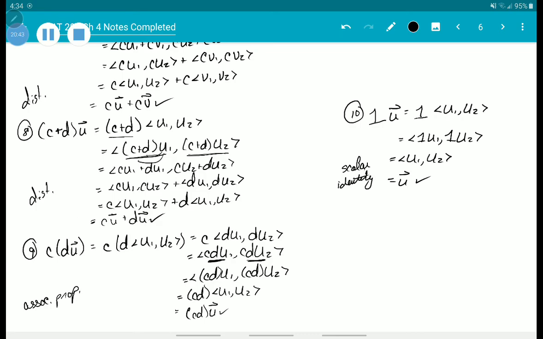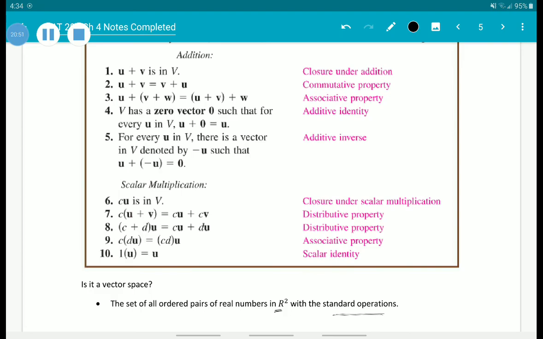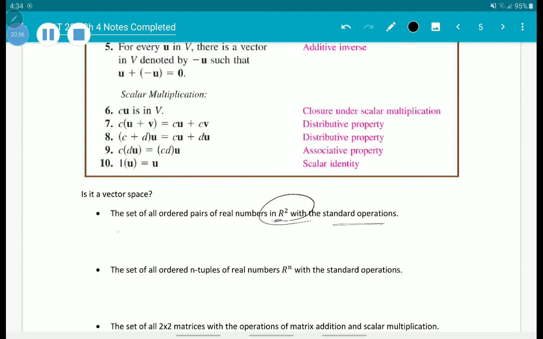So now we've gone through all 10 axioms and we have proven that every axiom holds for R2. So we're going to say, yes, this is definitely a vector space because all 10 axioms hold. You can see this process can be a little tedious, going through and verifying everything, but it's kind of a necessary evil to determine whether or not we definitely have a vector space.